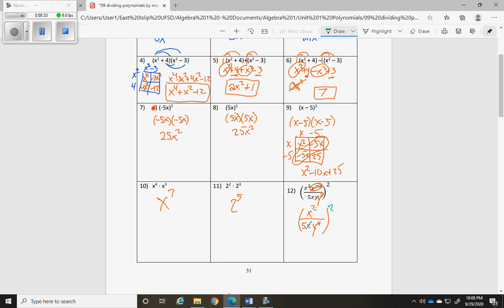I can simplify out one x from top and bottom, so I'm left with just an x in the top. So I have x over 5y to the fourth, all raised to the second power, which really means I have x over 5y to the fourth times x over 5y to the fourth, which gives me x squared over 25y to the eighth as my final answer.